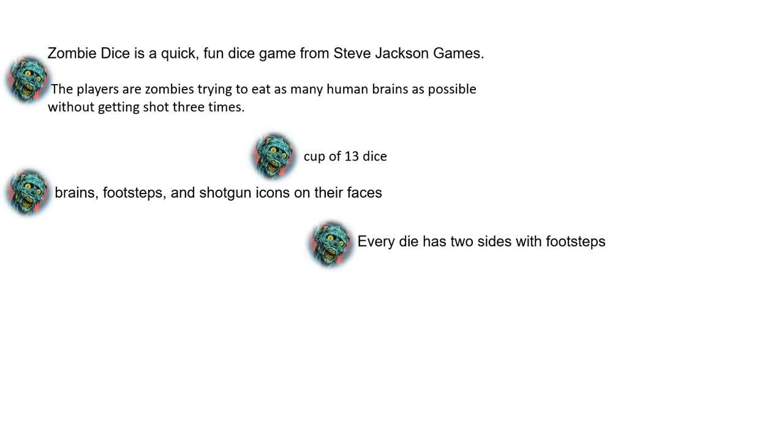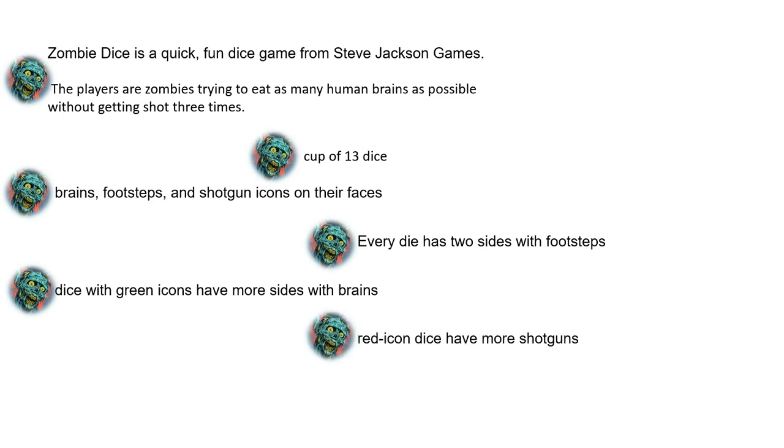And every die will have two sides as footsteps, and there will be a color coding of dice. A green die will have more sides with brains, red will have more sides with shotguns, and the yellow will have an even split of brains and shotguns.